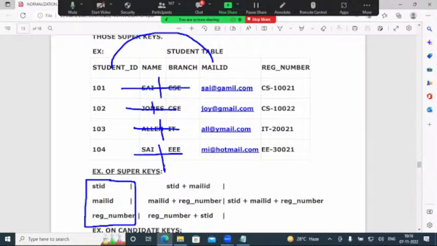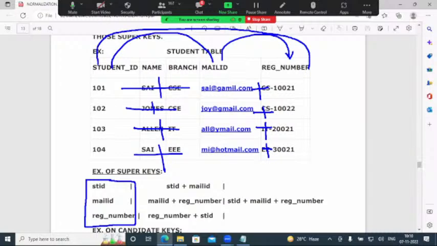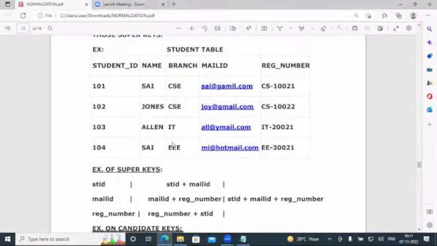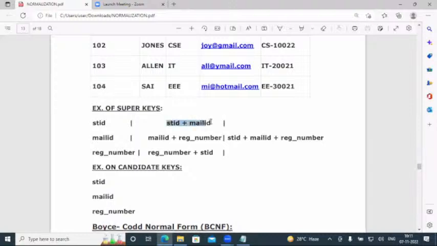Super key. Next, mail ID, registration number combination. Super key? Yes. These are also different combinations. So these are also super keys. Next, registration number with the student ID. Super key? Yes. So that means student ID plus mail ID combination is also a super key, mail ID plus registration number, registration number plus student ID. All are super keys.